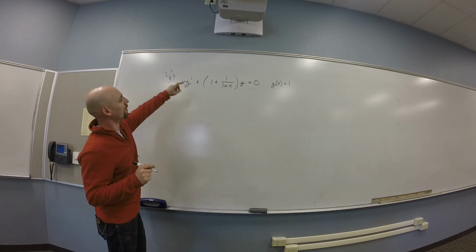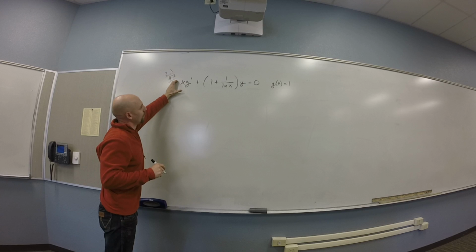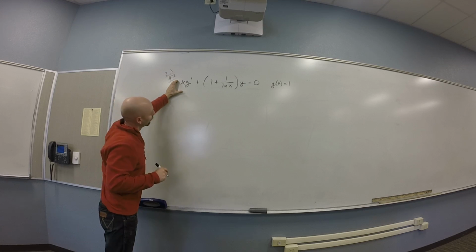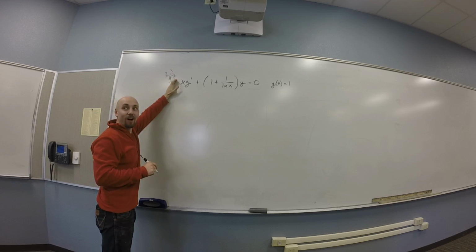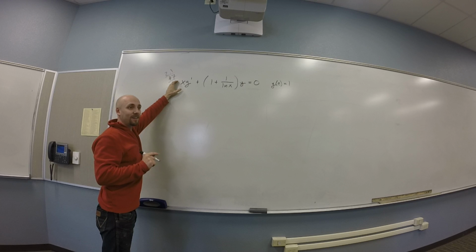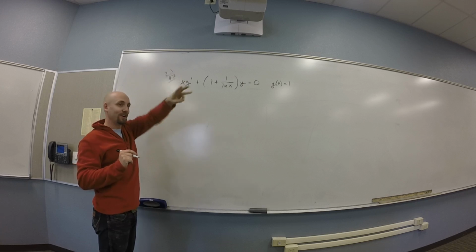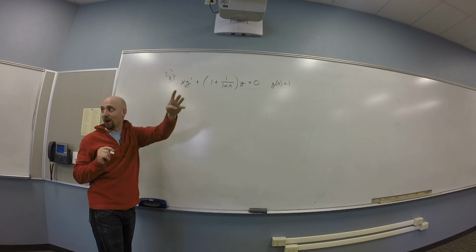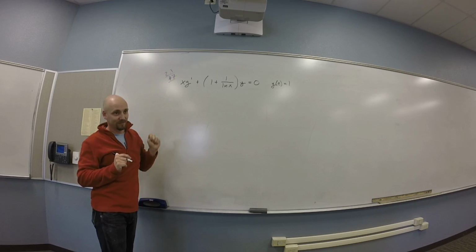All right, so first things first, I have xy prime plus 1 plus 1 over log x times y equals 0. So, what kind of beast is this? First order linear homogeneous differential equation. So, what do you do? Do the form.